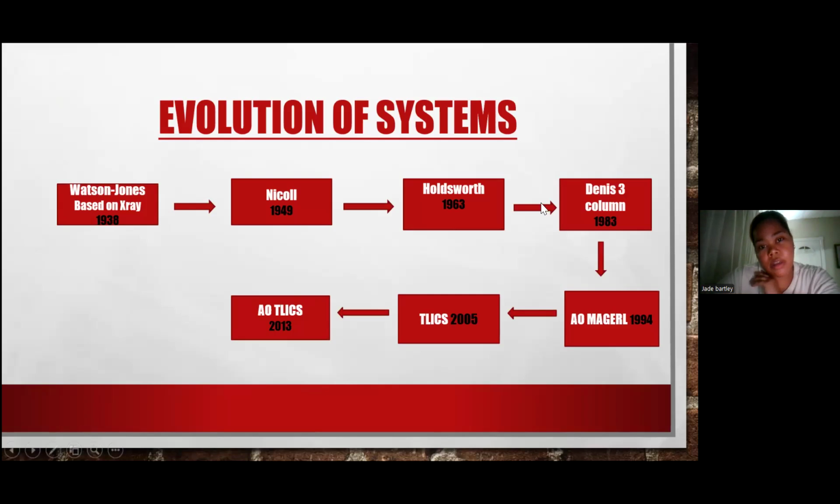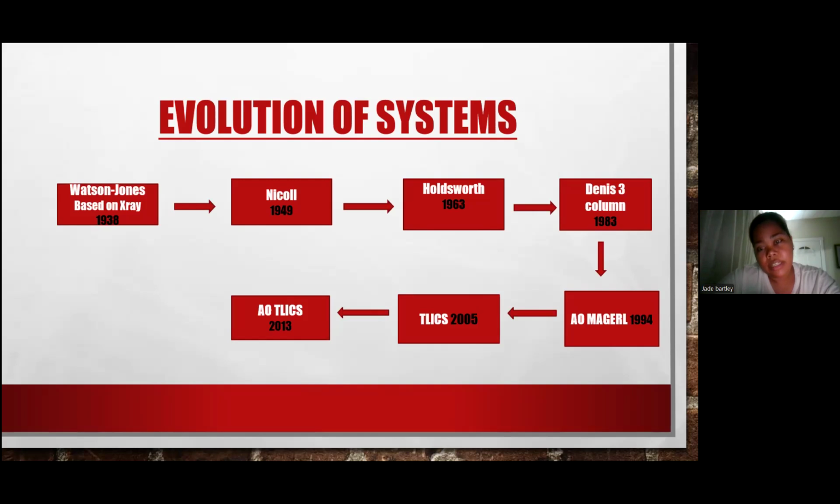Moving forward, Nicoll then further subclassified fractures, and Nicoll basically stated that the stability of the spine is determined by the vertebral body, the intervertebral disc, as well as the interspinous ligament. And this allowed for a more practical understanding of thoracolumbar injuries. He basically focused on injuries that are associated with worse functional outcomes.